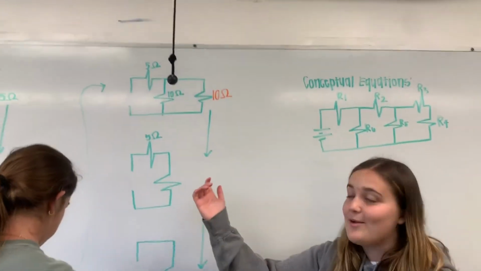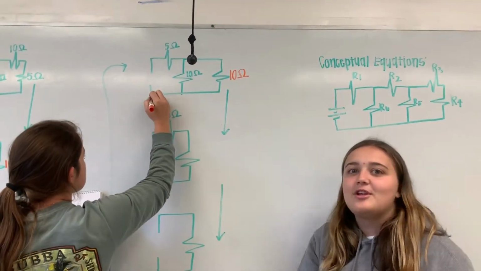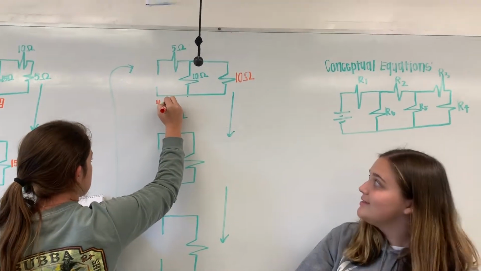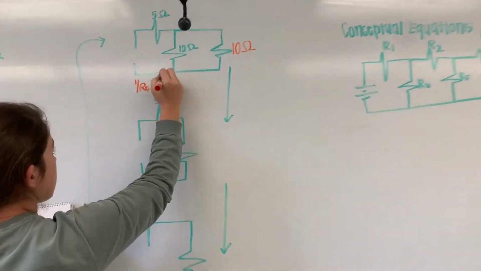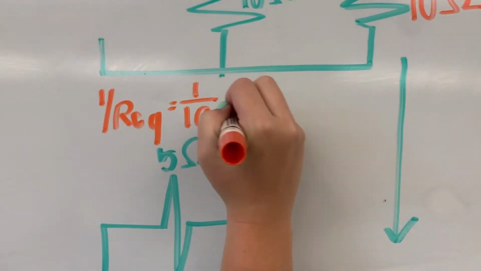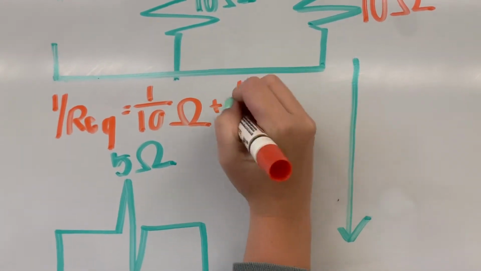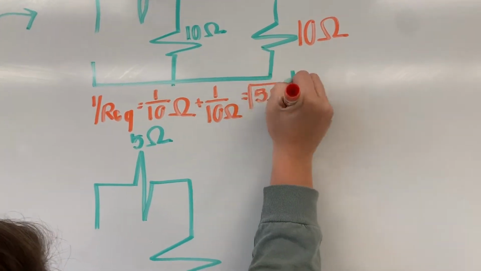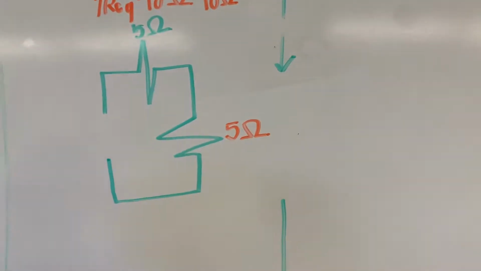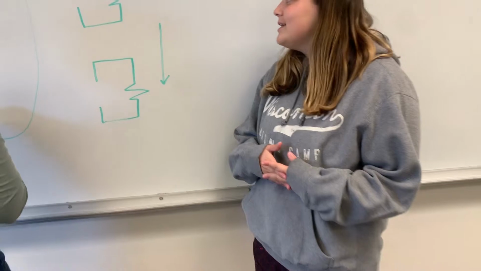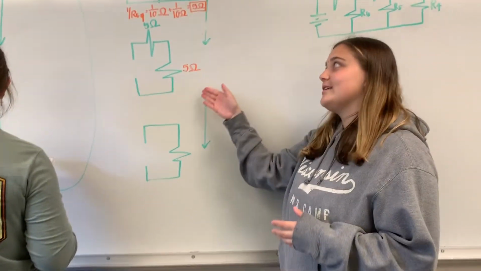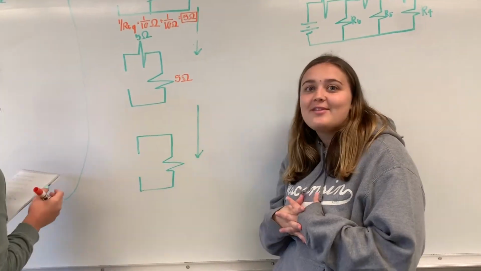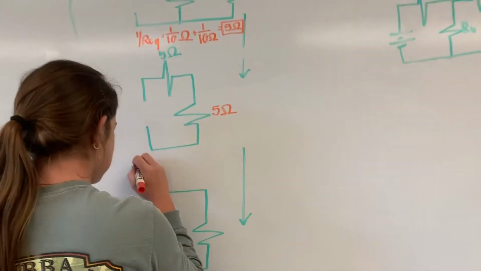Right, and again we see that these are in parallel, so we're going to do 1 over the equivalent resistance. So we see that here. And lastly, we see that these two are in series, so the last thing we do is just add them together, which Kitty will do right now.